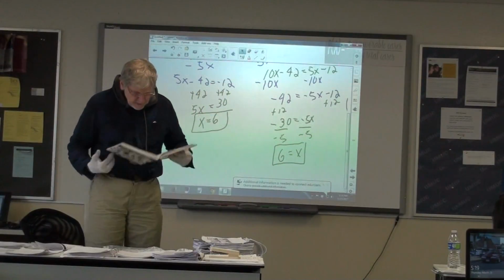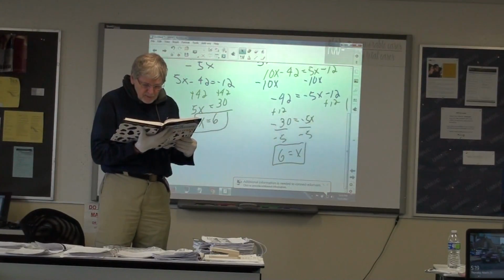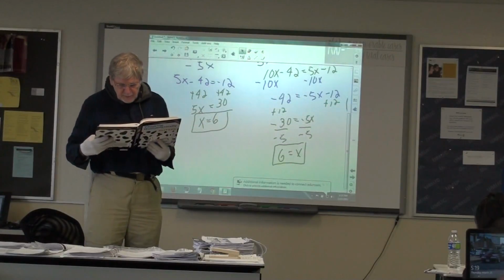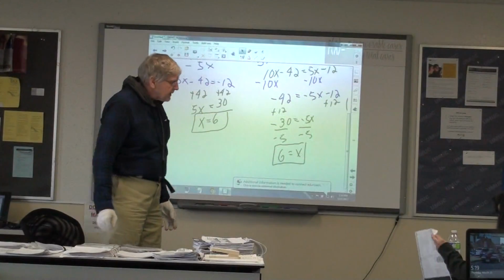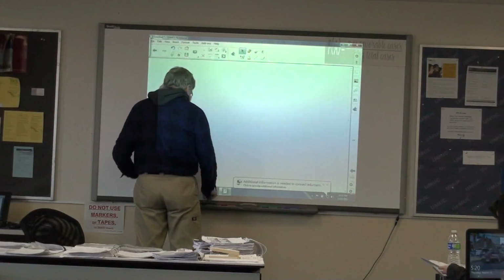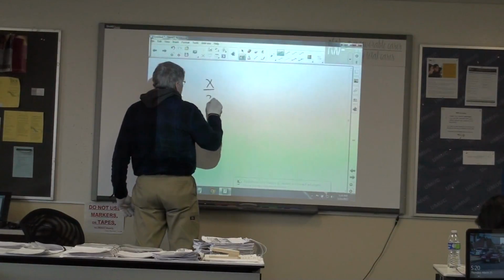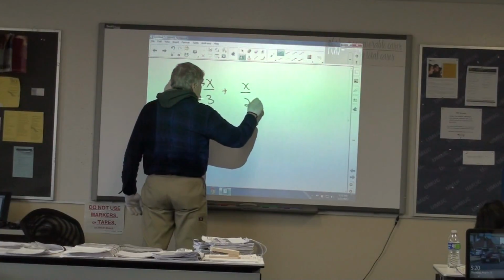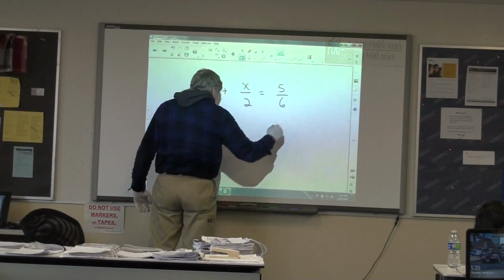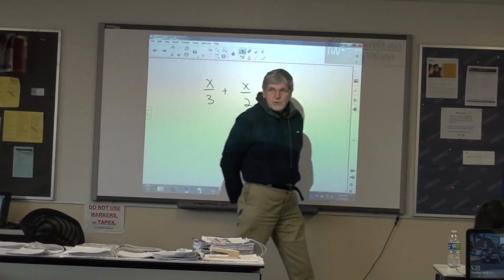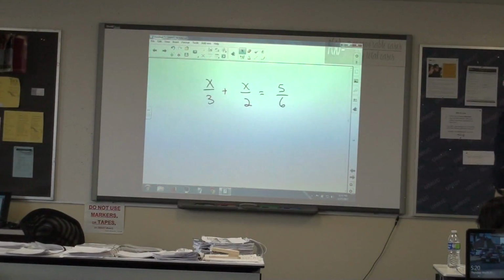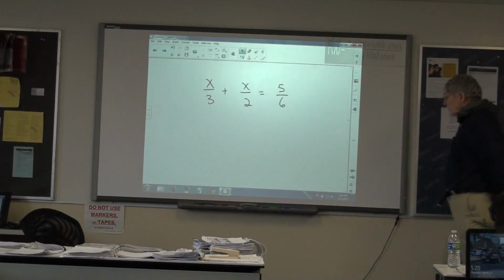Now I'm going to write another equation on the board, and it happens to be number 47. x/3 plus x/2 equals 5/6. I hate fractions in equations. The first thing I do when I see fractions in equations is I want them not to be there. So if you already have good technique for solving equations that have fractions and it works, just keep using it. But if you're looking for a good technique, then try this one.